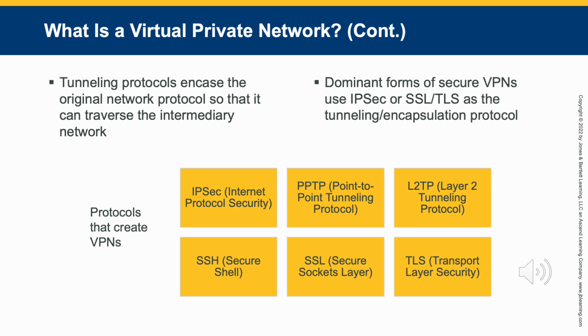Tunneling protocols encase the original network protocol so that it can traverse the intermediate network. Common forms of secure VPNs use IPsec or SSL/TLS as the tunneling encapsulation protocol. Protocols that create VPNs are IPsec, which is Internet Protocol Security, PPTP, which is Point-to-Point Tunneling Protocol, L2TP, which is Layer 2 Tunneling Protocol, SSH, Secure Shell, and SSL, Secure Sockets Layer, or TLS, Transport Layer Security.